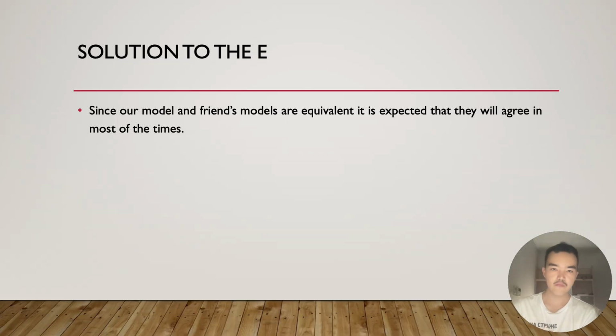And in the last slide you see the solution to the E. So I said earlier that our models are equivalent, so that's why we expect that they will agree most of the time. So the previous problems make us understand that they're equivalent, and gave us the solution to the E.